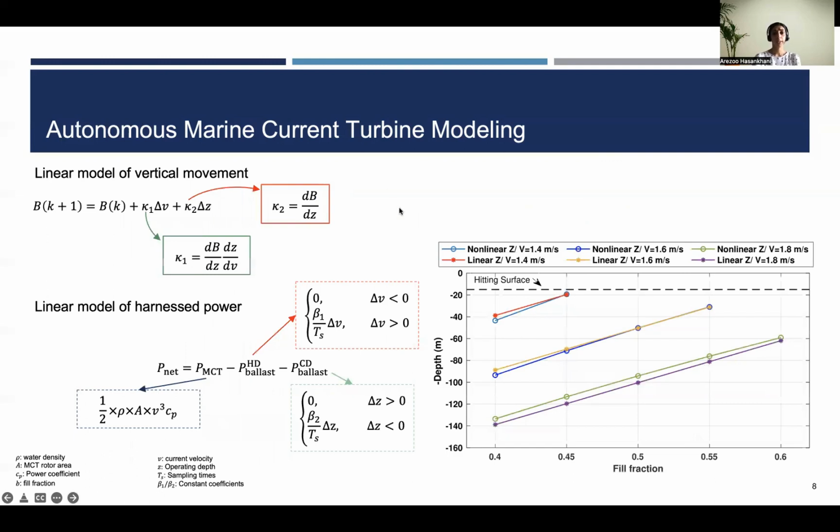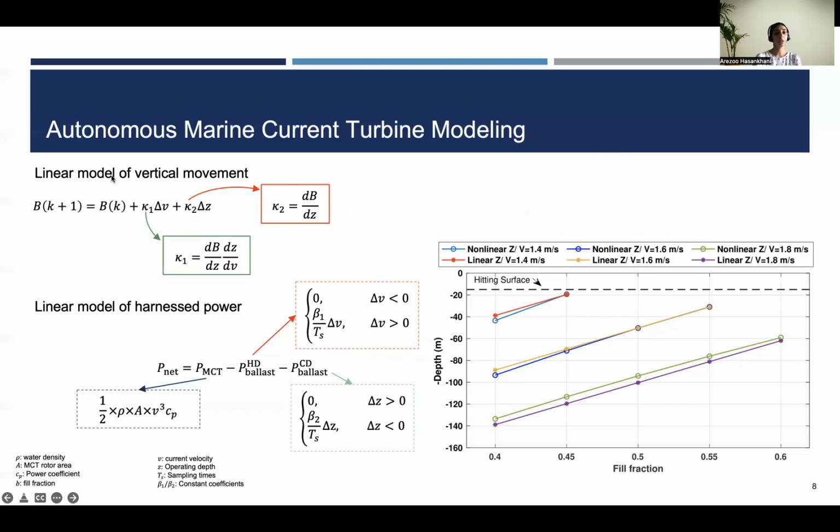Since we want to avoid computational complexity in our procedure, we just want to find a linear model for the vertical movement of the system and not use the full dynamic modeling. So we find this linear model and validate it with the nonlinear model to prove the precision of this algorithm.